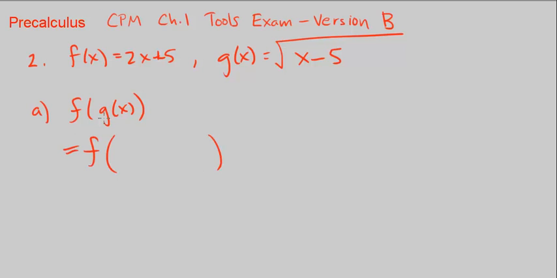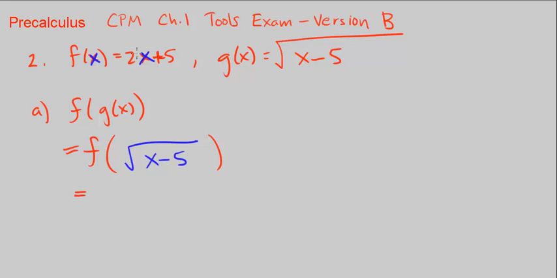We ignore that. We just look at the inside. We replace g of x with what is defined to be square root of x minus 5. We no longer write g, we no longer write anything but what is defined to be on the right. Okay, these are equal, so these are equal. Okay, the next step then is to look at function f of x, right?